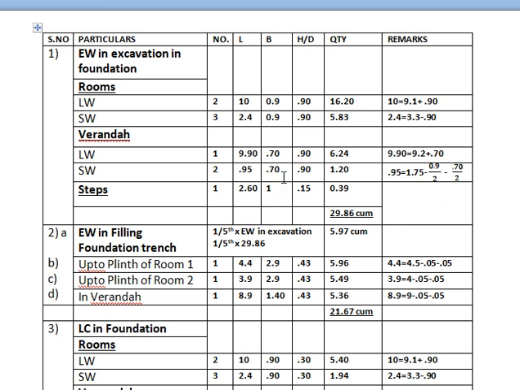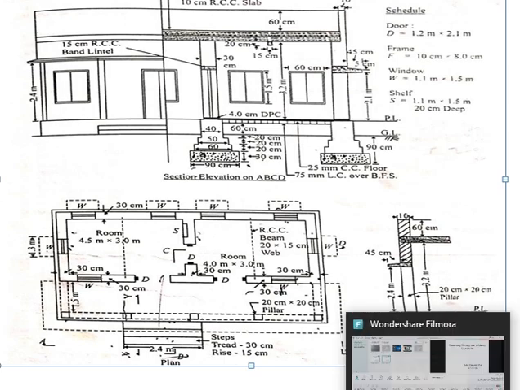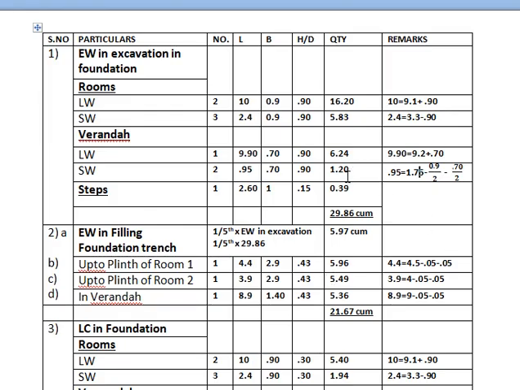After that, 0.70 we know is the width. 0.90, again you can see from the section, is the depth here. So simply multiply them and you will get the quantity.